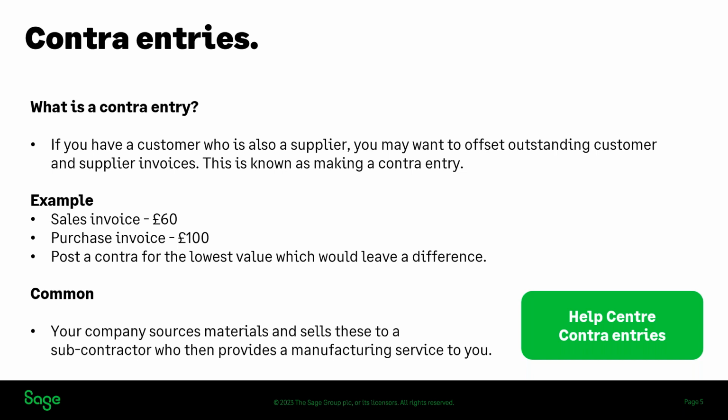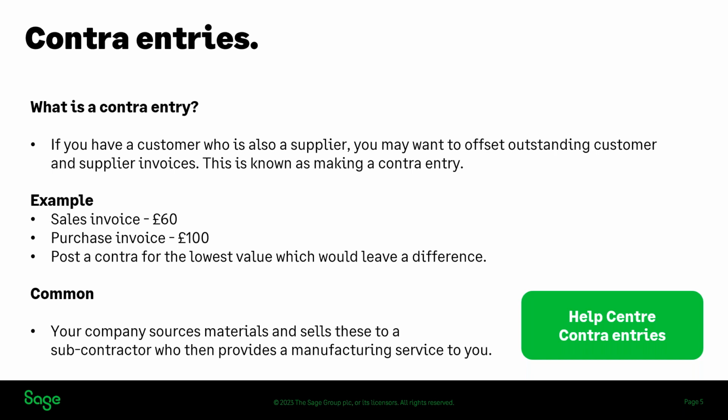So you would post a contra for £60, meaning that you've then got nothing outstanding on the customer account. What you'd be left with on the purchase account would be the remaining balance. So in that case, you would have £40 outstanding, and that would just be processed as normal, whether it's a purchase payment or some other method. Again, it might be that both the sales invoice and the purchase invoice were for the same value, in which case there'll be no difference. And it could be that the sales invoice is for a higher value than the purchase invoice. So again, you'd just be left with the difference.